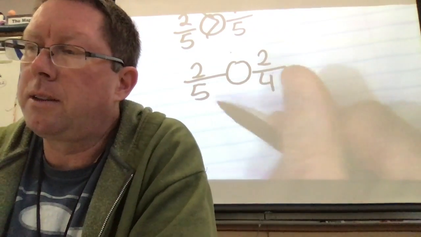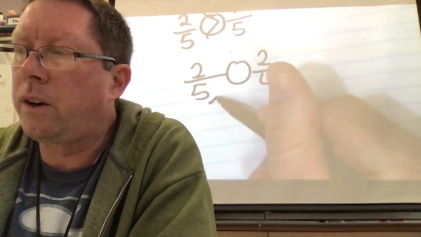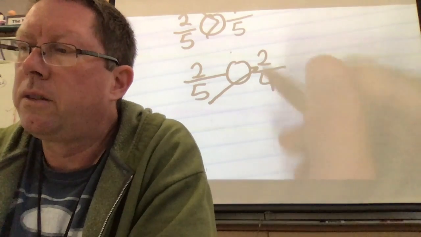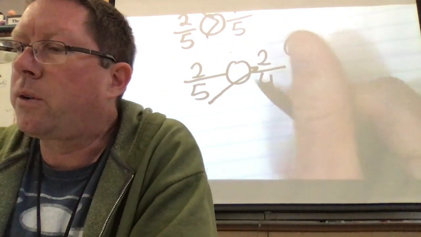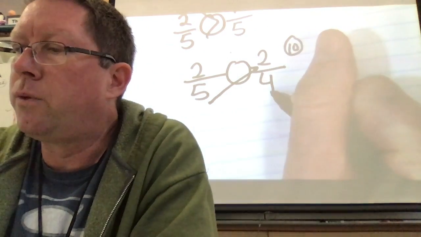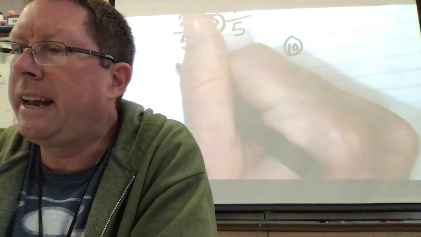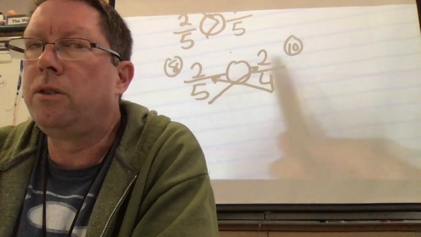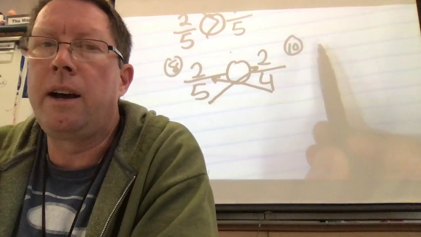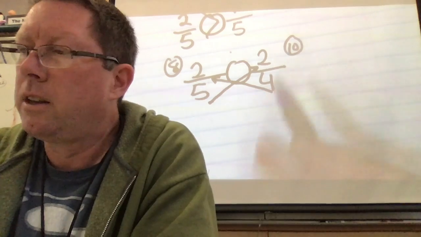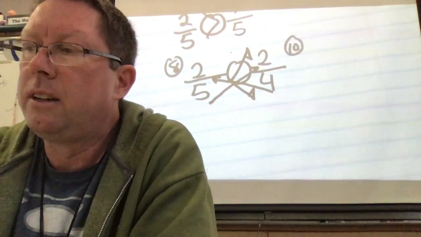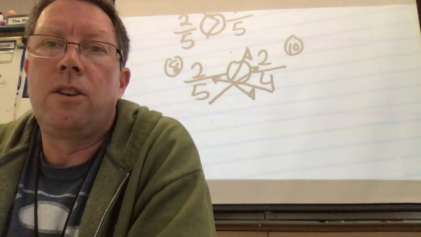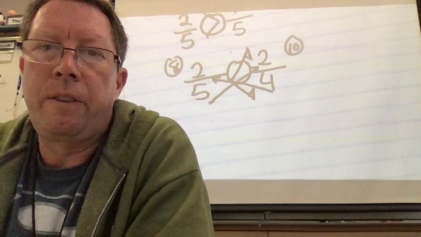So if I cross multiply, I'm going to take the 5 and go across and multiply it by the 2. 5 times 2 is 10. Put that number over here somewhere. And if you cross multiply up back the other way, 4 times 2 is 8. And then you just look at those two numbers. 8 is less than 10. So the alligator is going to eat the bigger number. Okay? So 2/4 is more.